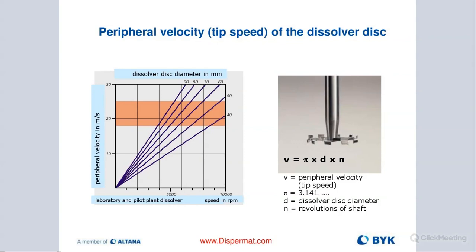So if it's a 50 millimeter blade, then you would have to multiply by 0.05 as in meters, and then divide everything by 60, and that will give you meters per second. And that's the formula that you should be using.